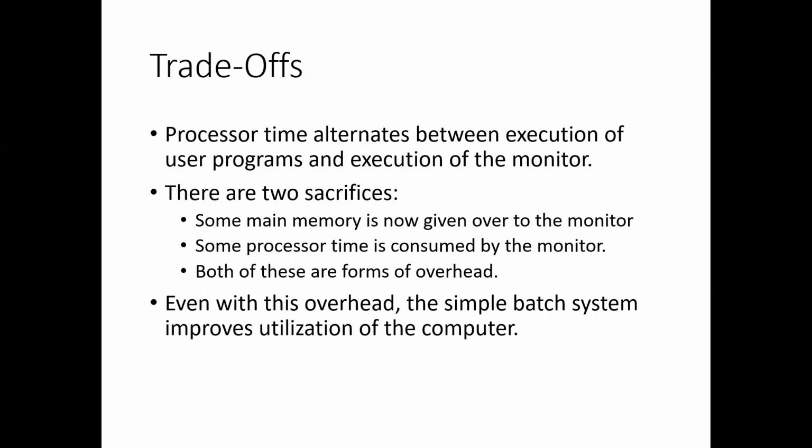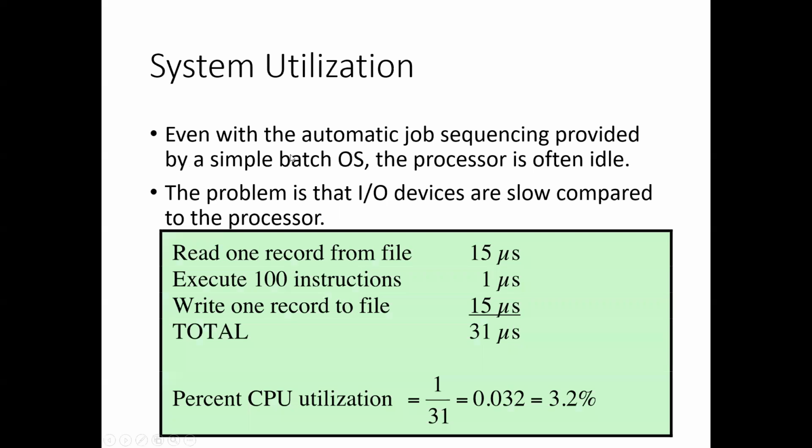So processor time alternates between the execution of the user program and the execution of the monitor. There are two sacrifices with having the monitor there. Some main memory is now given over to the monitor. Some processor time is also consumed by the monitor. Both of these are forms of overhead. But even with that overhead, just the simple monitor batch system improves the utilization of the computer.